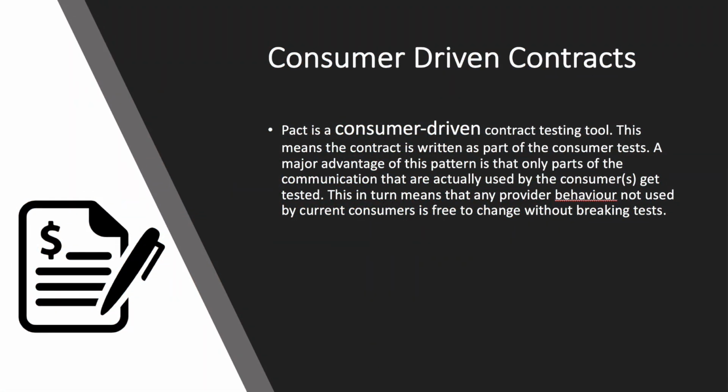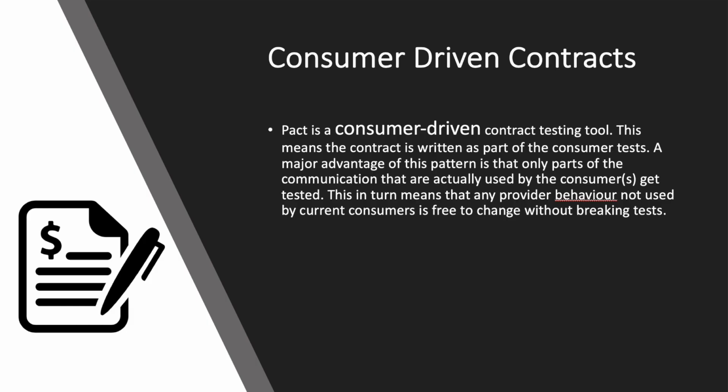And that's why Pact has a concept called consumer driven testing. So Pact is a consumer driven testing tool. This means that the contract is written as part of the consumer test. A major advantage of this pattern is that only the parts of communication that are actually used by the consumer get tested.